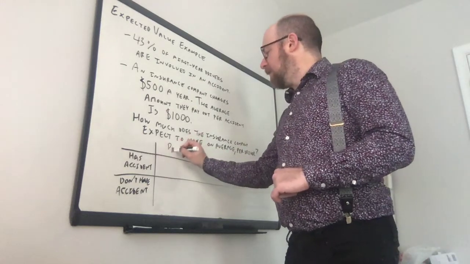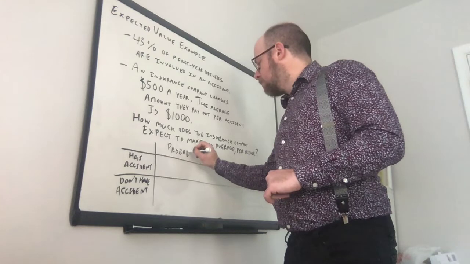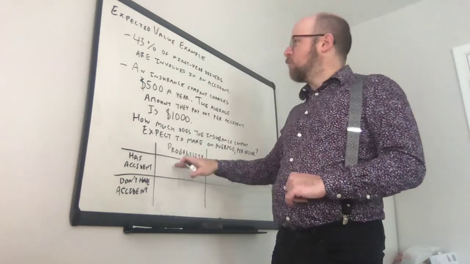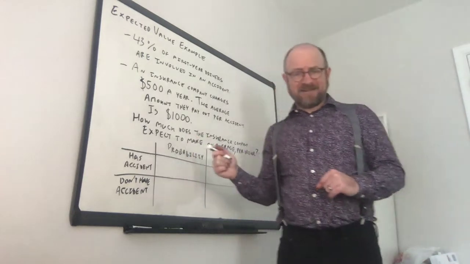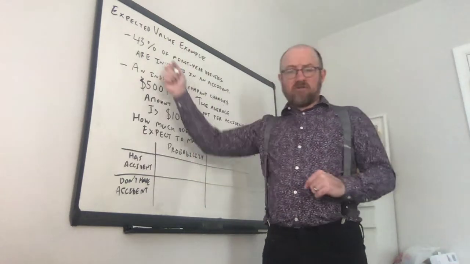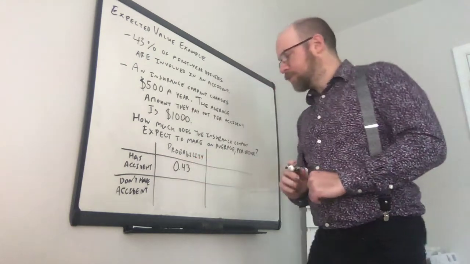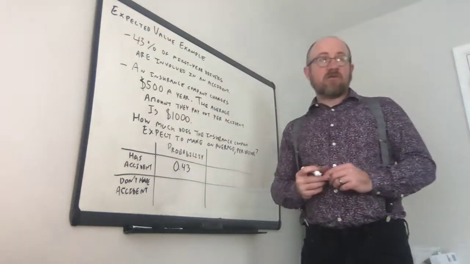The probabilities are given to us. So the probability that we have an accident is given to us. That's 43%, so 0.43, right? That's the probability that you do have an accident.